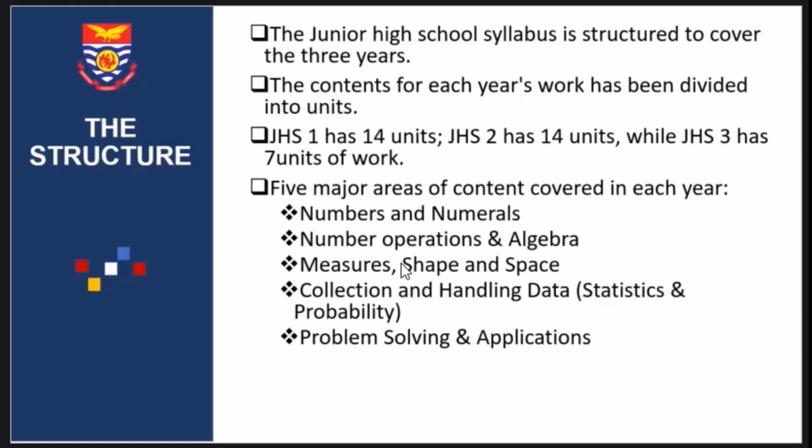So when you take JHS 1, for instance, with 14 units, you have numbers and numerals maybe having about 3 or 4 units. We shall be looking at that. You have number operations and algebra in there. You have measures, shape and space in there. We shall be looking at all that. So these are basically the 5 major content areas covered in each year.